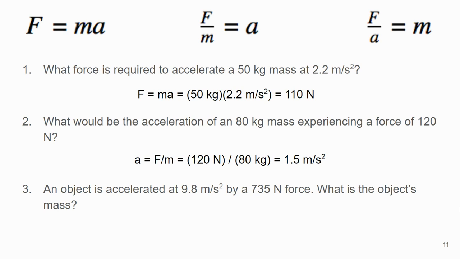And then finally, an object is accelerated at 9.8 meters per second squared by a 735 Newton force. What is the object's mass? We're solving for mass, so divide both sides by a, and you end up with m is equal to F over a. Plug in your numbers, and you get 75 kilograms. So these questions are just three little demonstrations of how you use Newton's second law.